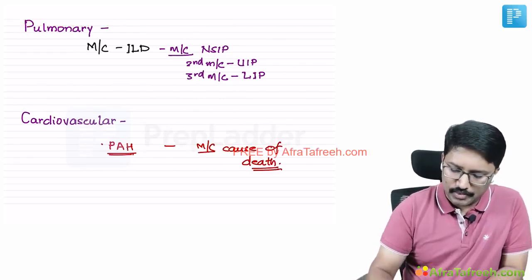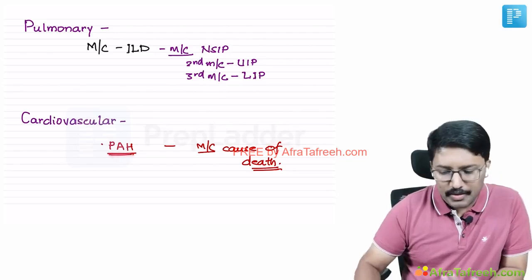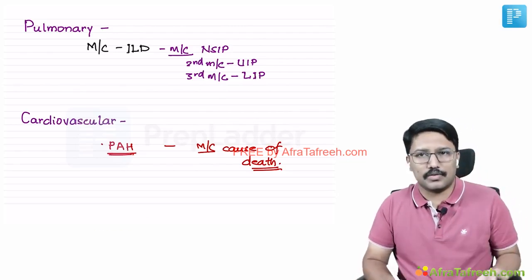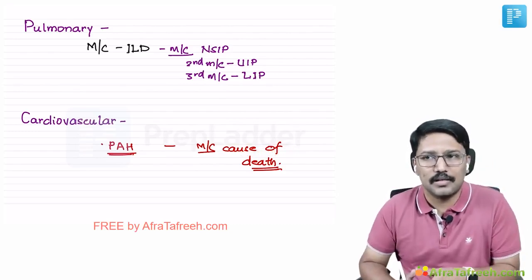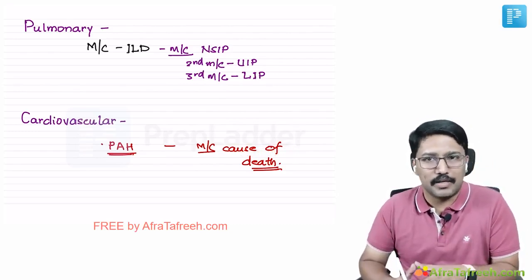Right? So the pulmonary arterial hypertension, depending on the method used for the diagnosis, whether you are following right heart catheterization or whether you are following the echo characteristics, you might have varying prevalence being reported.